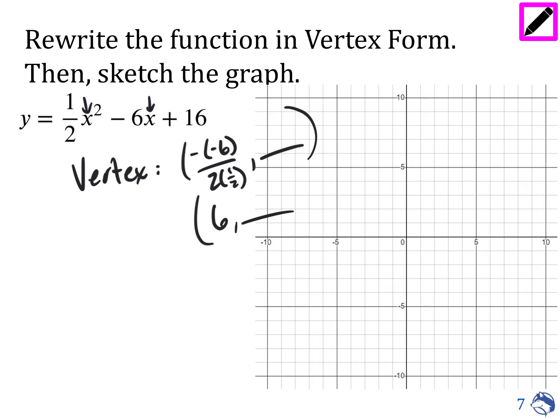So 6 squared is 36, times 1/2 is 18, so this part is 18. 6 times negative 6 is negative 36. So I have 18 minus 36 and then plus 16. 18 minus 36 is negative 18, plus 16 is negative 2. So the vertex is at 6, negative 2, right there.